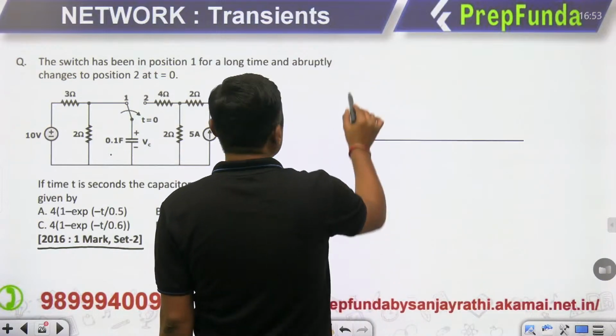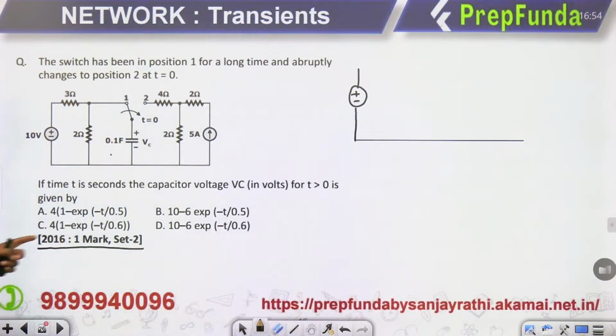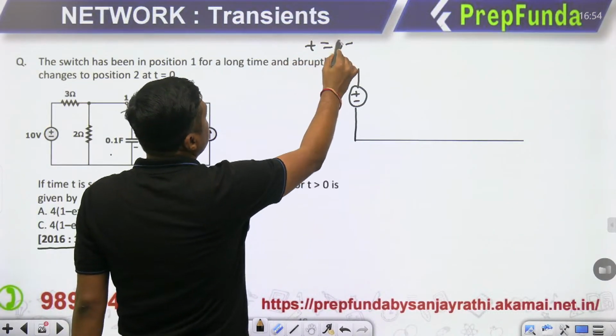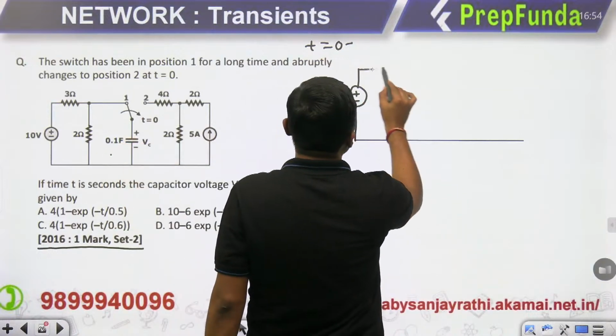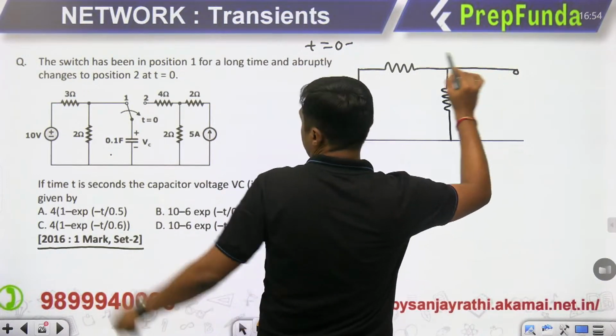Circuit under steady state means first of all you have to find the initial current, and what is given? If the time t is in seconds, the capacitor voltage Vc for t greater than 0 is given by, you have to find the equation for Vc, voltage across the capacitor, that is the time. Okay, no problem. Now this switch is connected to 1, and finally at t equal to 0 negative, circuit is under steady state and that capacitor will act as open circuit.